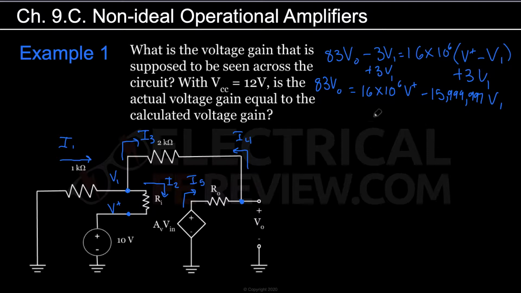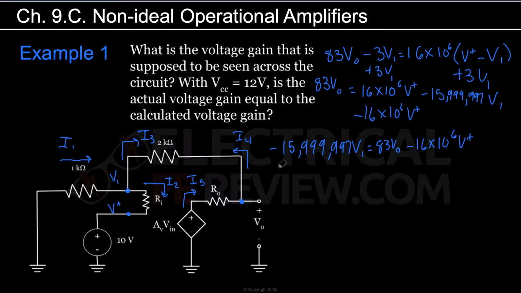And so we can also move this 16 times 10 to the 6 V plus over to the other side. So we'll subtract that. And so what you get is negative 15,999,997 V1, which is equal to 83 V out minus 16 times 10 to the 6 V plus.